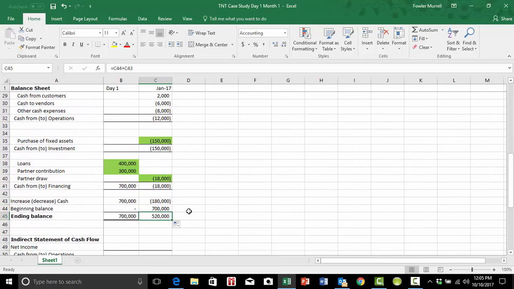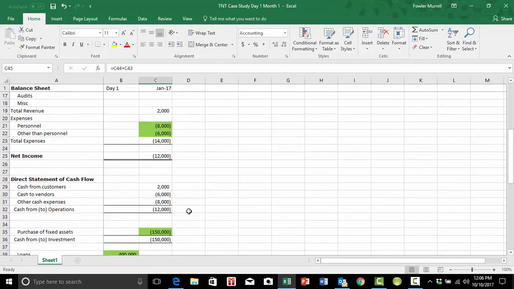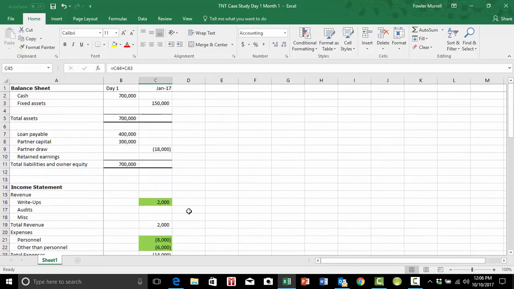So now we've completed our direct statement of cash flow. We go to our balance sheet. Balance sheet is done partially. Let's complete it. We can drag this formula over. $520,000 in cash. That's exactly what we want. That's exactly what we expect. Now, fixed assets are $150,000. Total assets would be $670,000.